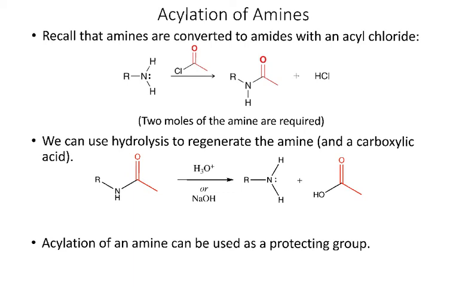And so what this does is it gives us a way to convert an amine into an amide and then go back to the amine. And so acylation of an amine can be used as a protecting group. This is particularly useful in electrophilic aromatic substitution reactions that we learned a couple chapters ago. And we'll look at two specific examples where it can be advantageous to use acylation as a protecting group for the amine.